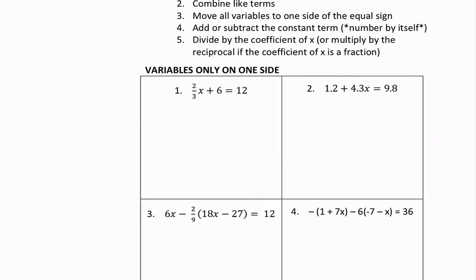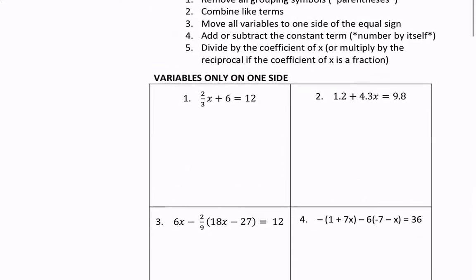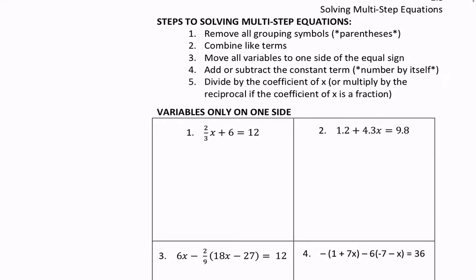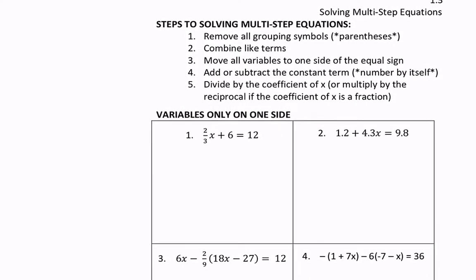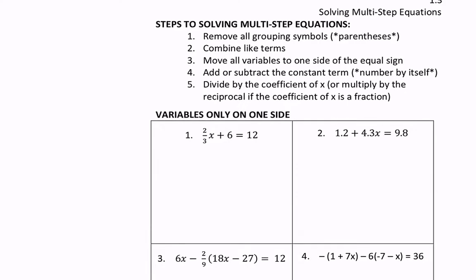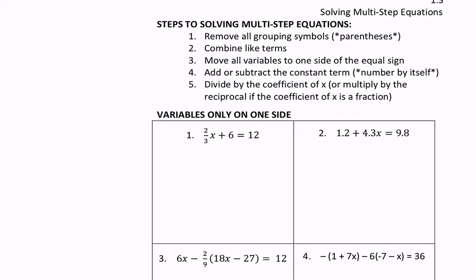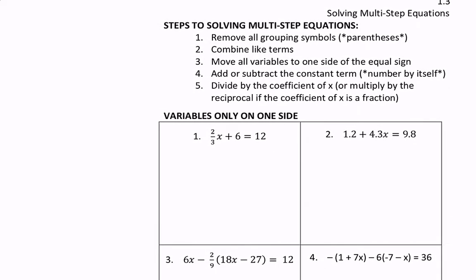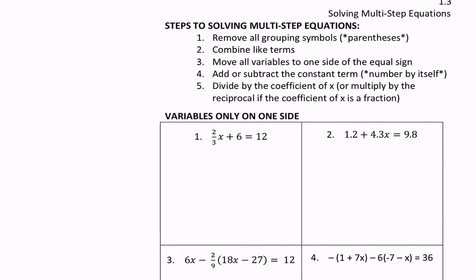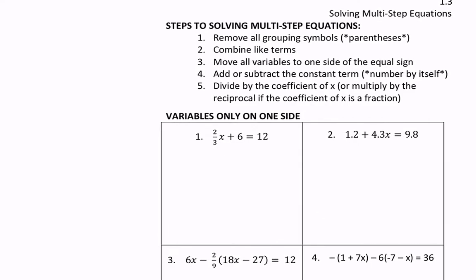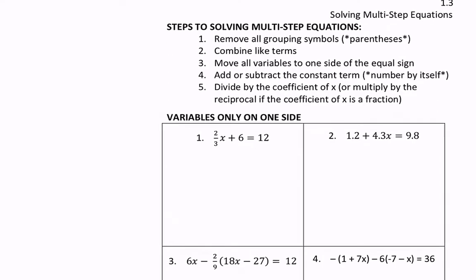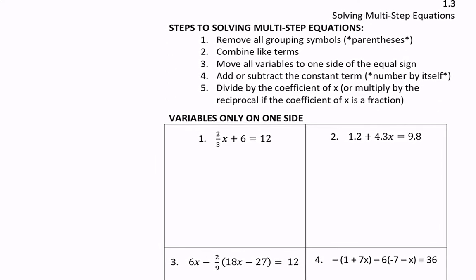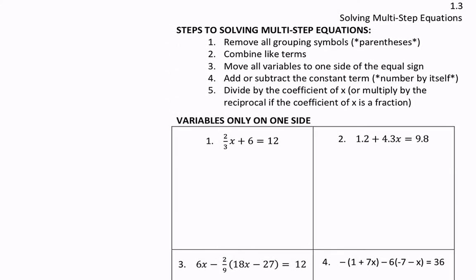Okay, pretty much if you follow these steps, you'll be good to go to solve any equation, no matter how difficult it may seem. Okay, step 1 says remove all grouping symbols, which means handle the parentheses first. After you do that, make sure you combine like terms. Then you want to make sure you have all of your variables on only one side of the equal sign. Then next, you're going to want to add or subtract your constant term, aka the number by itself. And then you're either going to have to divide or multiply by the reciprocal to get rid of the number that is the coefficient of your variable.